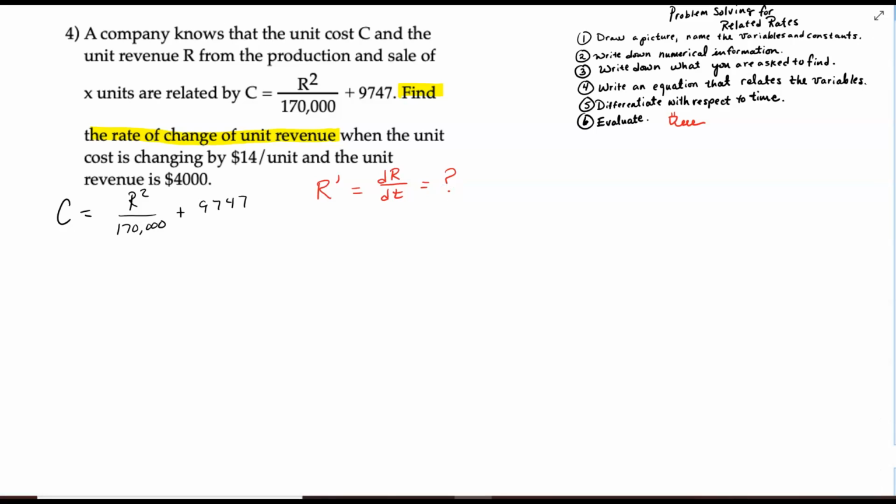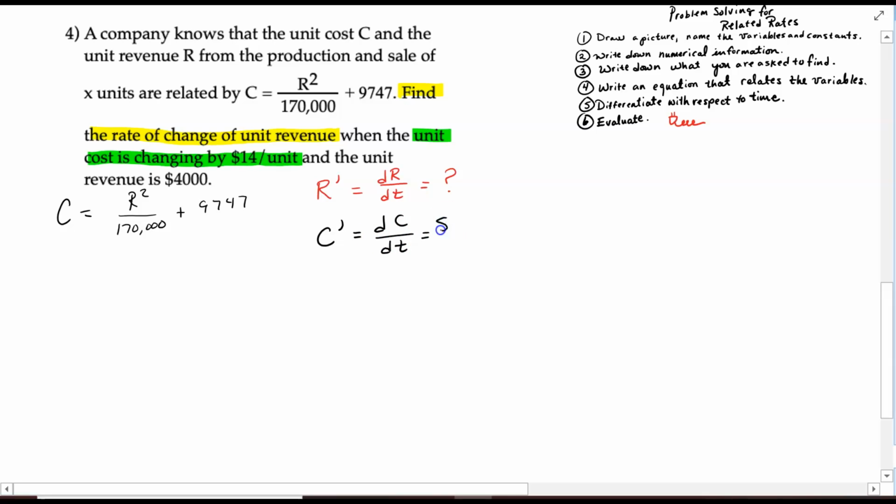What else did they give us? They gave us that the unit cost is changing by $14 per unit. So they told us that C prime, which is dC/dt, is $14 per unit. They gave us that information as well. And they also say the unit revenue, so that right there, I'm going to highlight that in a different color.